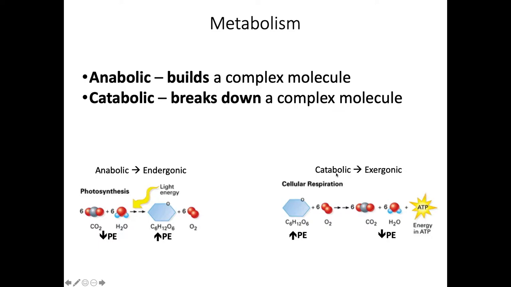The opposite, you have what's called a catabolic reaction. And then catabolic is when you are breaking down a complex molecule. And then a good example would be cellular respiration. So in cellular respiration, we start off with this complex molecule of glucose that has a lot of potential energy. And then what we get at the end of the reaction are these simpler, low potential energy molecules. And then we get the release of energy. So these catabolic reactions can be correlated with exergonic reactions.